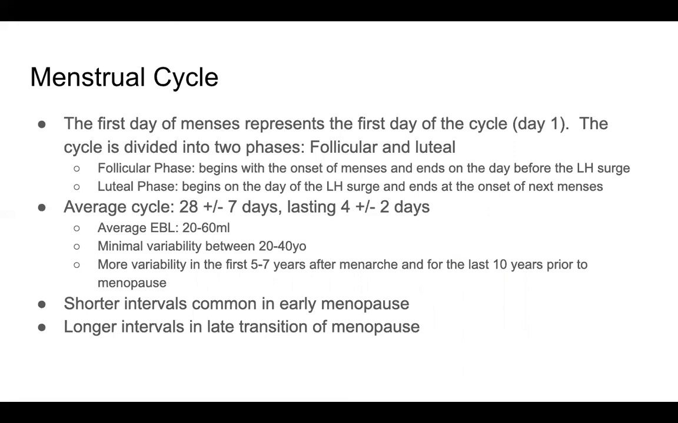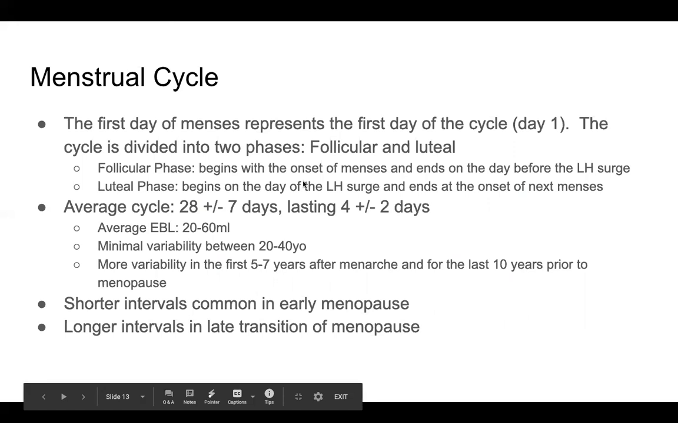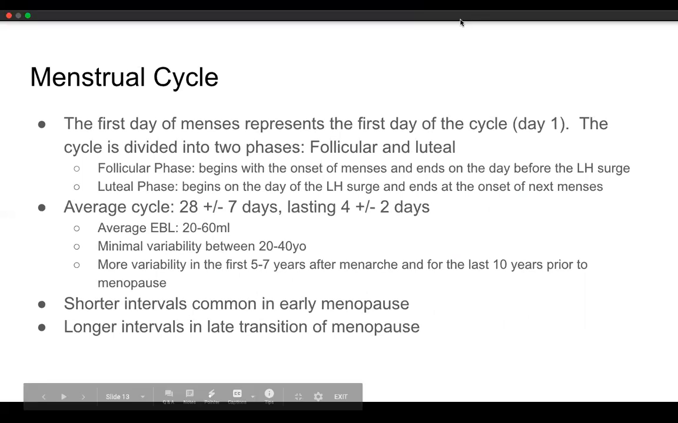And then shorter cycle intervals are common in early menopause, and longer intervals are indicative of a late transition into menopause. So just the basics and some background information for us.